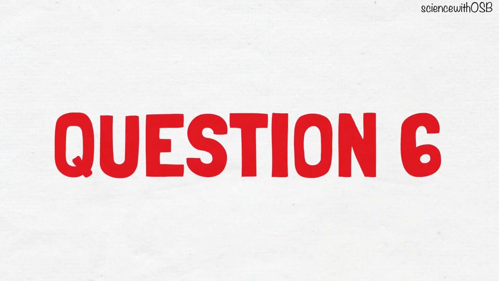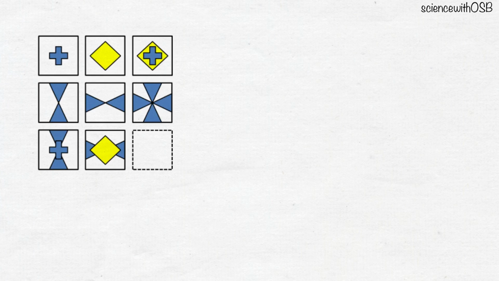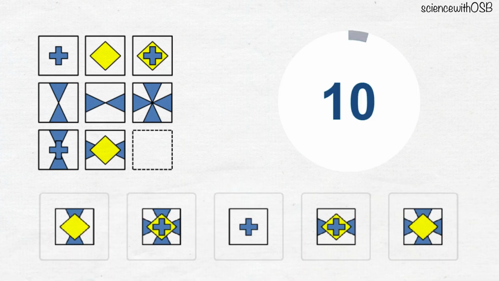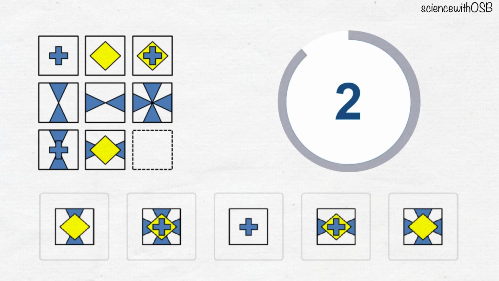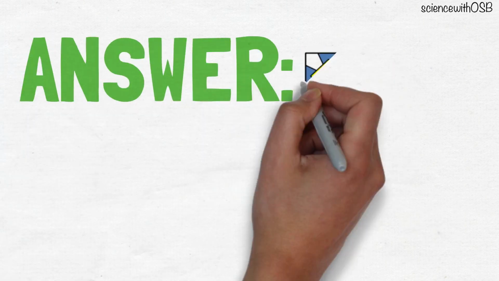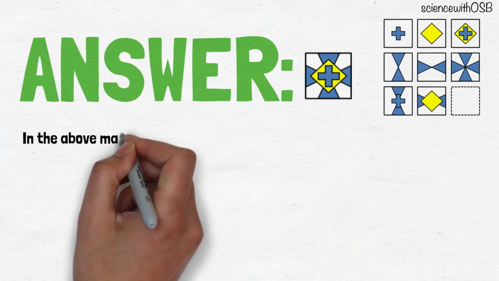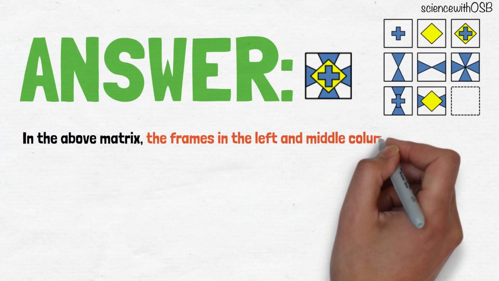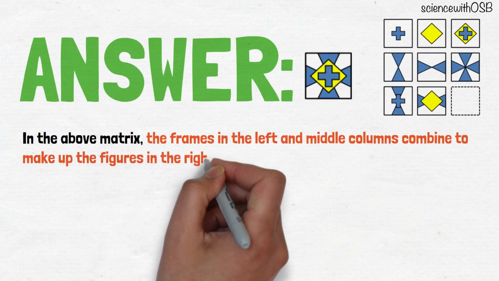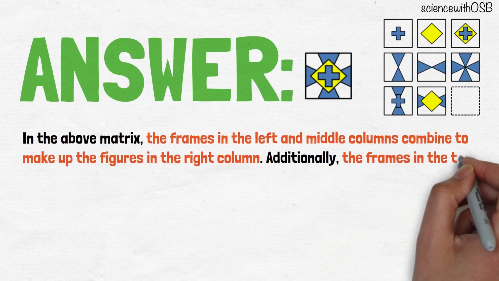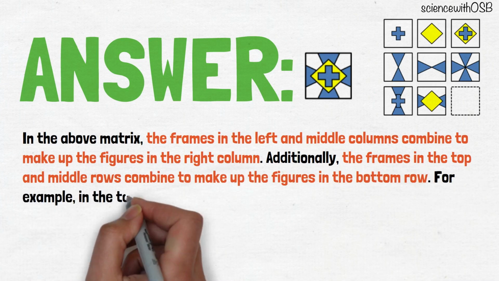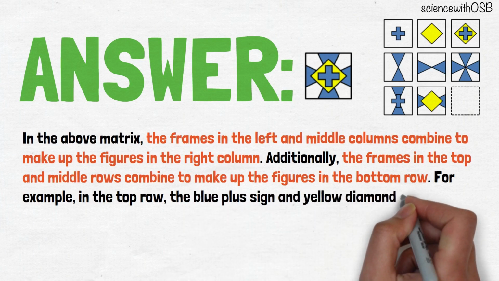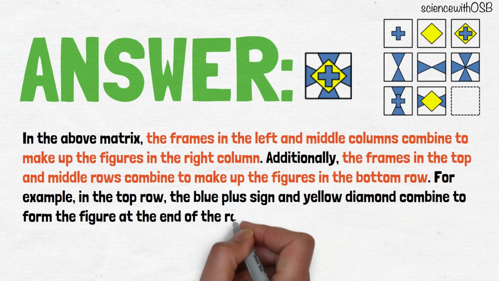Question number 6. Observe the matrix closely. Here, the correct answer is 2. In the above matrix, the frames in the left and the middle columns combine to make up the figures in the right column. Additionally, the frames in the top and middle rows combine to make up the figures in the bottom row. For example, in the top row, the blue plus sign and yellow diamond combine to form the figure at the end of the row.